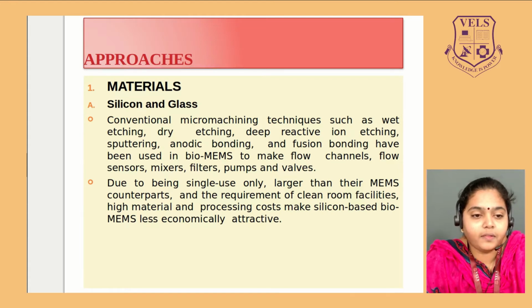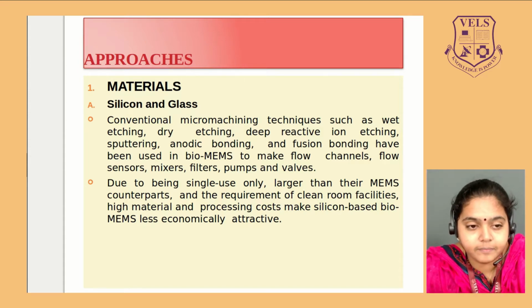We'll first discuss the materials which are used for developing MEMS. First is the silicon and glass. As far as the conventional method, micromachining techniques such as wet etching, dry etching, deep reactive ion etching, sputtering, anodic bonding are being used. Due to being single use only, larger than their MEMS counterparts, and the requirement of clean room facilities, high material and processing cost make silicon biomems less economically attractive.